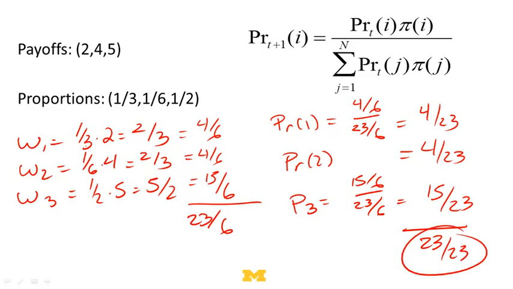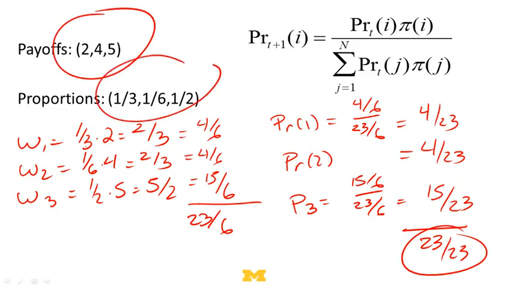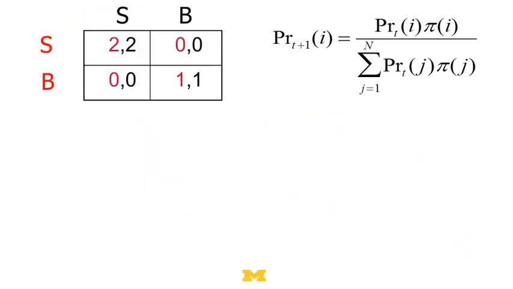So we start out with a population that's a third strategy 1, a sixth strategy 2, a half strategy 3, and we end up with 4/23 strategy 1, 4/23 strategy 2, and 15/23 strategy 3. That's how replicator dynamics works. It tells us how this population moves over time as a function of the payoffs and the proportions.